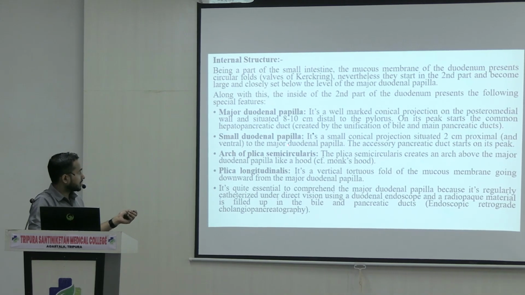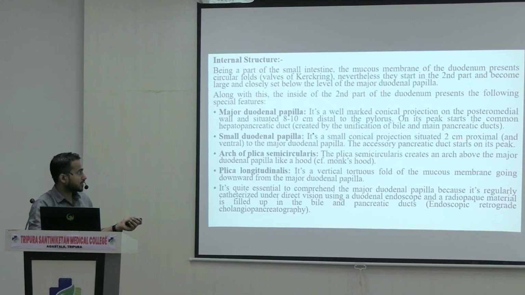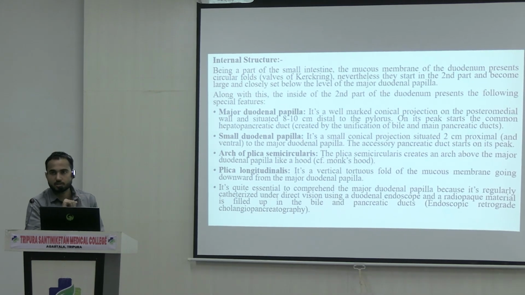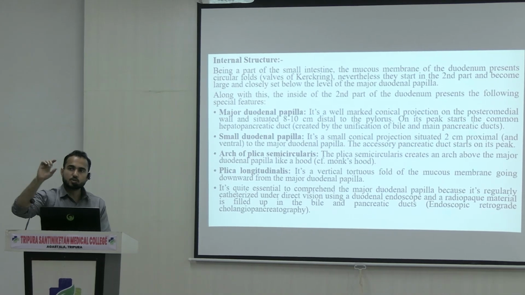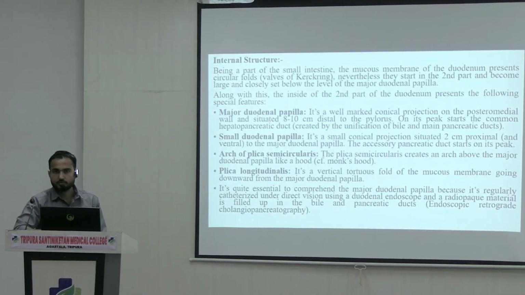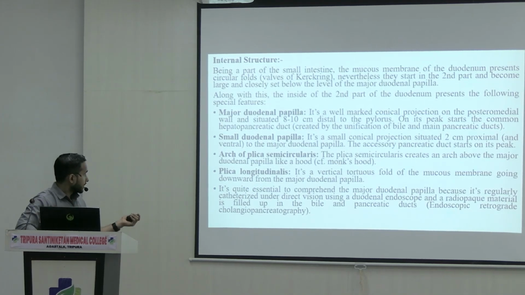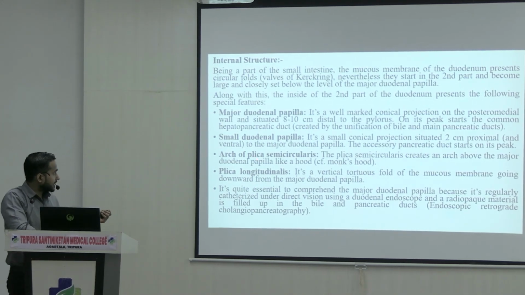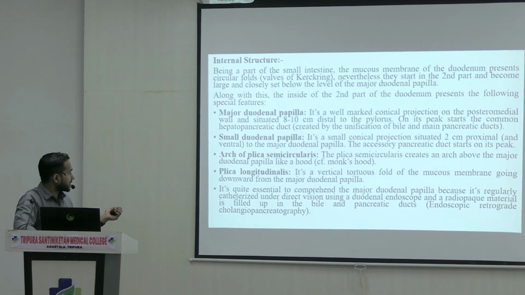Next, the small duodenal papilla, also called the minor duodenal papilla. It is situated approximately 2 centimeter proximal to the major duodenal papilla. Okay, so first you will get the minor duodenal papilla, and 2 centimeter below that you will get the major duodenal papilla. First the minor and then the major duodenal papilla. Next, the arc of plica semicircularis. This creates an arc over the major duodenal papilla, also called monk's hood.